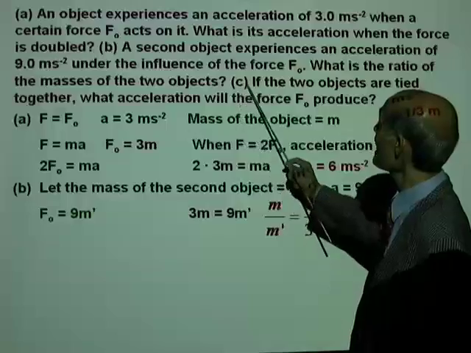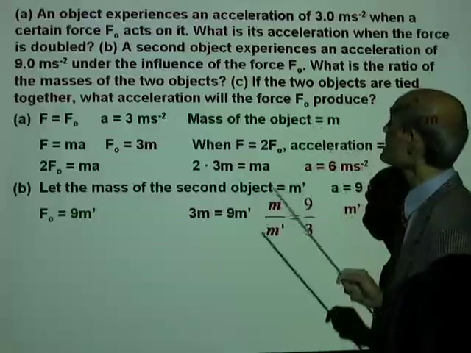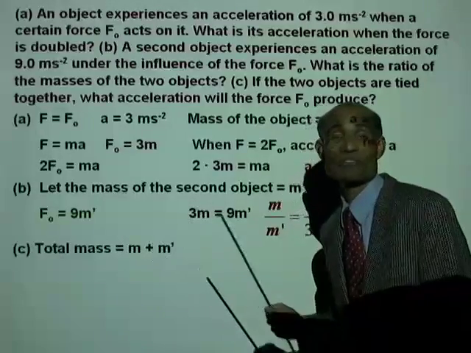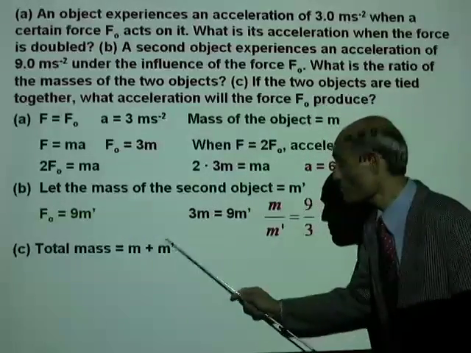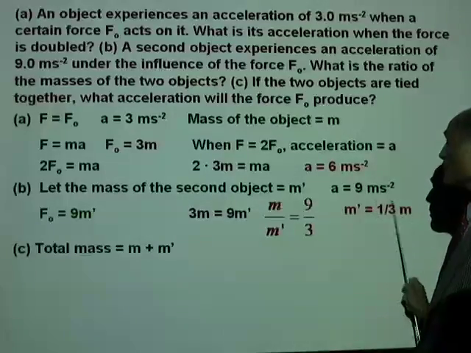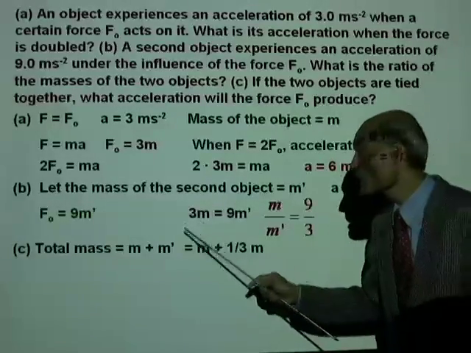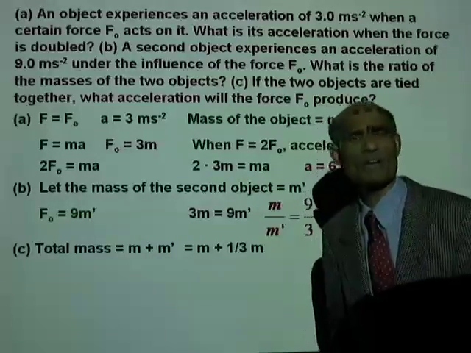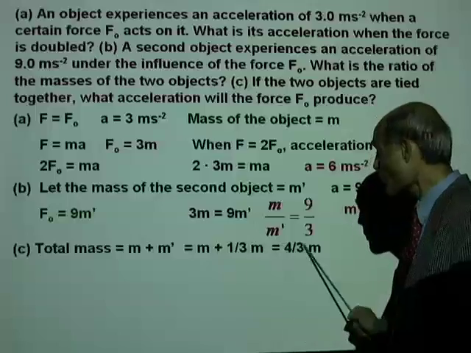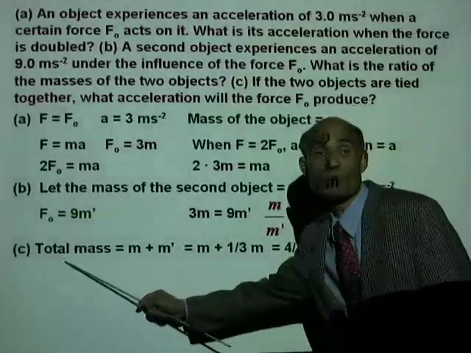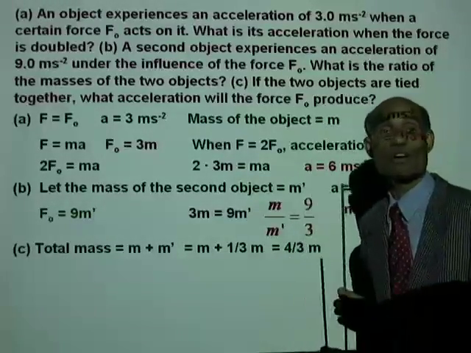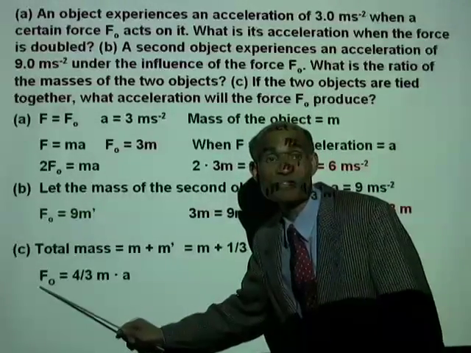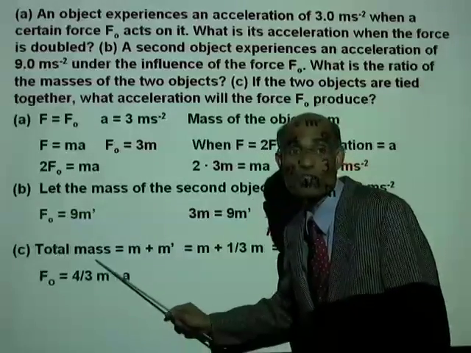Okay, what is it that we need to find now? The two objects are now tied together. What is the total mass? M plus m prime. Well, this m prime can now be replaced by 1/3 m. So that will be m plus 1/3 m. What is m plus 1/3 m? That is 4/3 m. So the total mass now is 4/3 m. And we are applying the same force F0 on this 4/3 m.